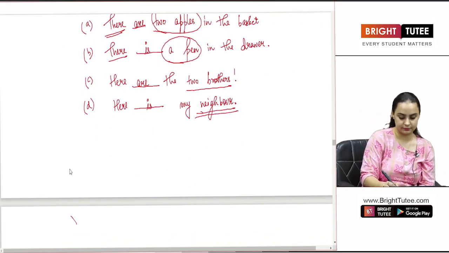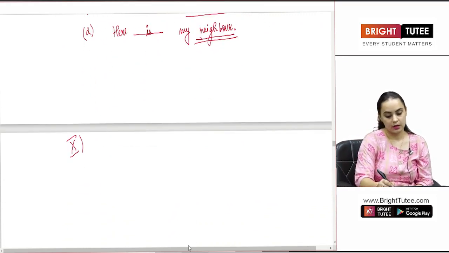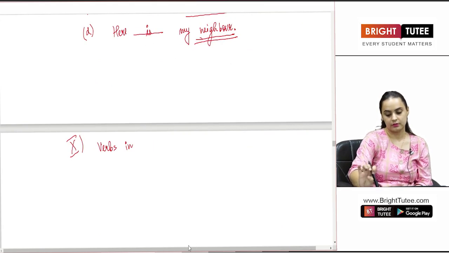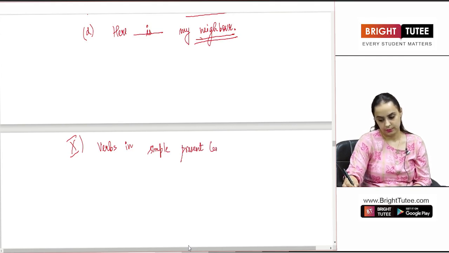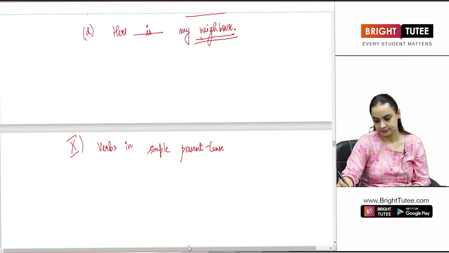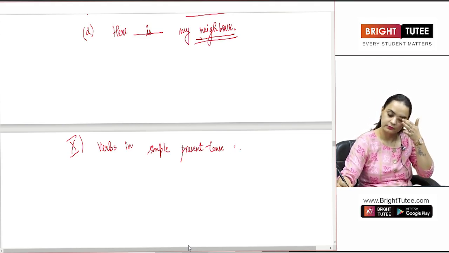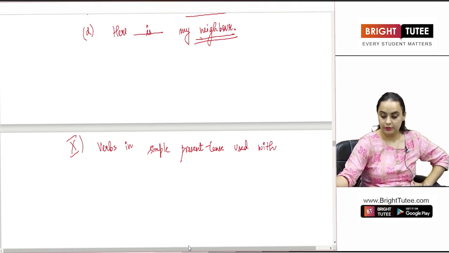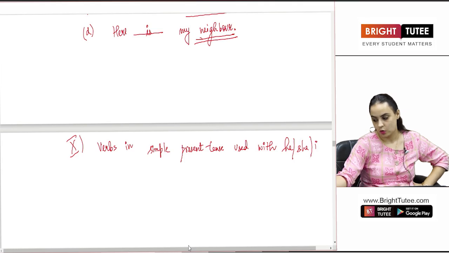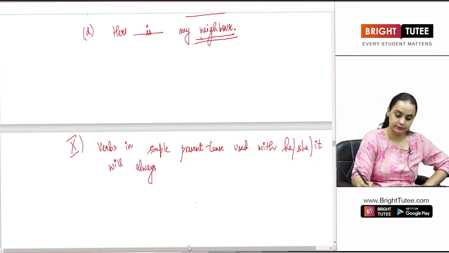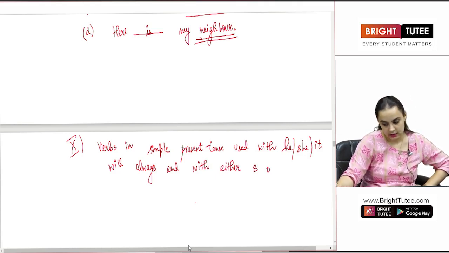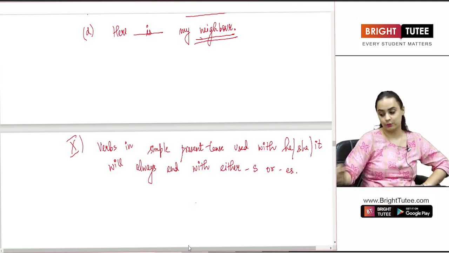Next, those verbs in simple present tense used with he, she or it will always end with either s or es. So, what does it mean?